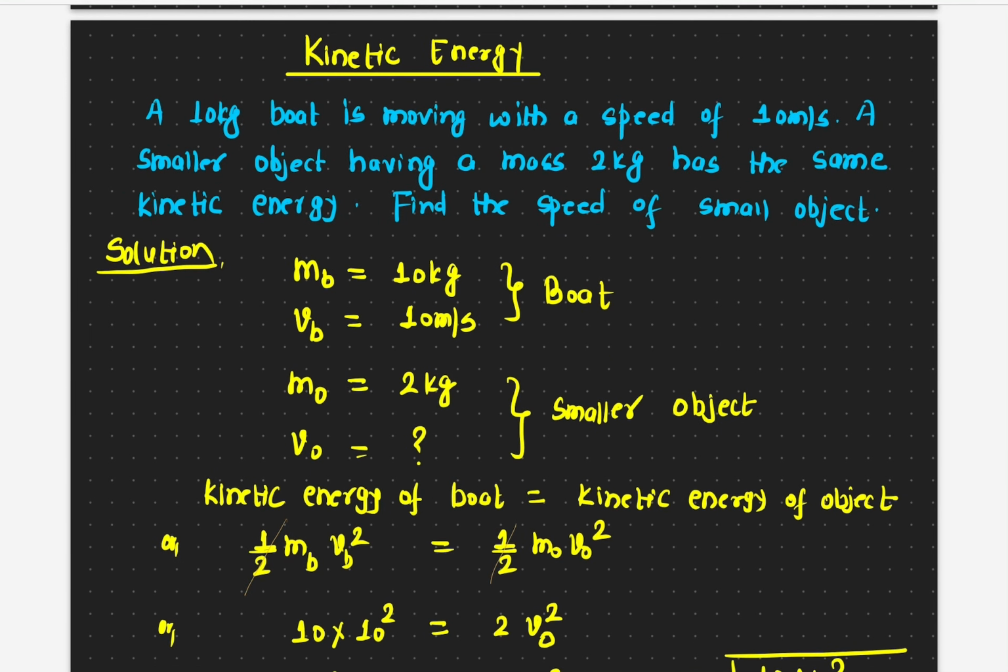You see, if you understand the concept of kinetic energy, you can solve for the speed of another object if both objects have the same kinetic energy.